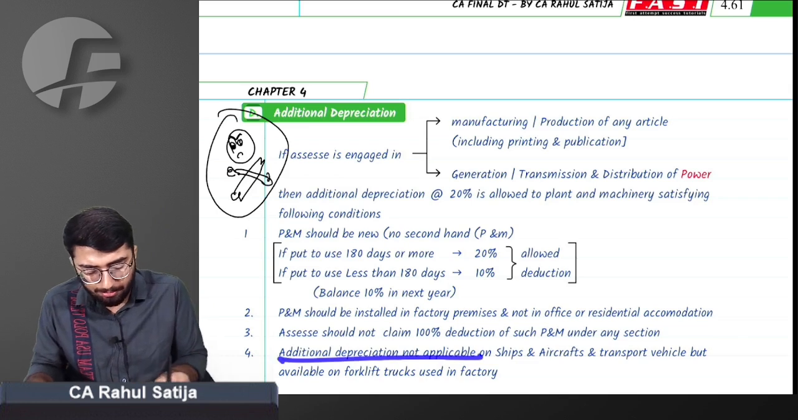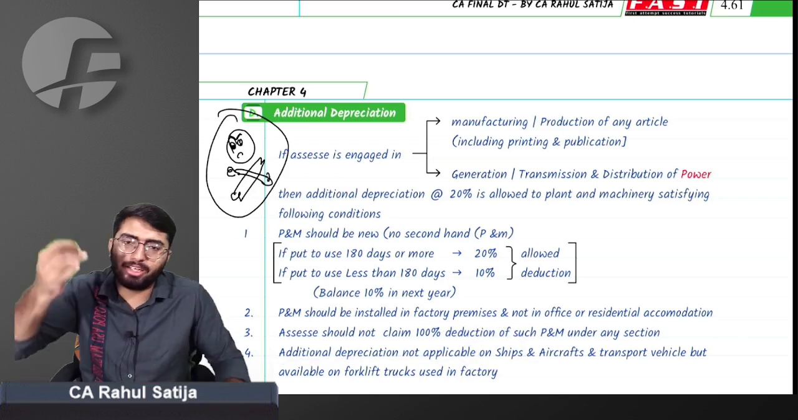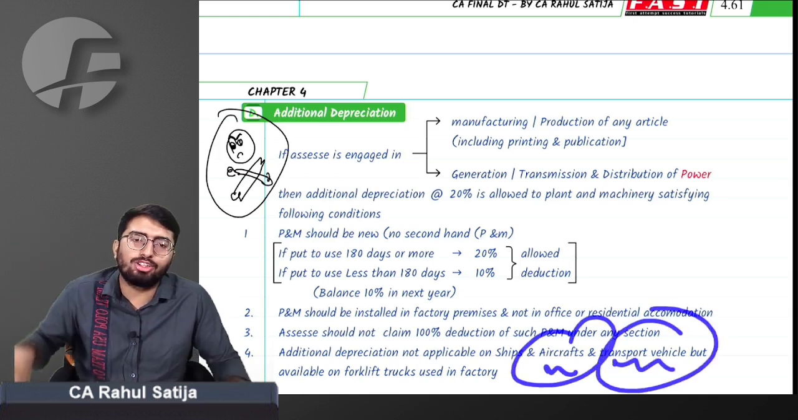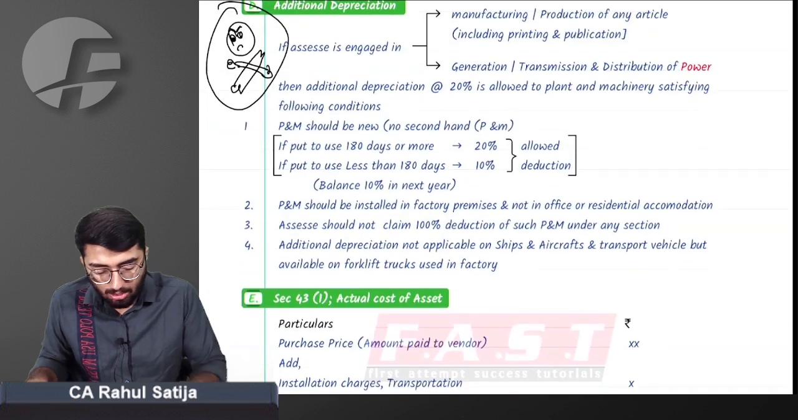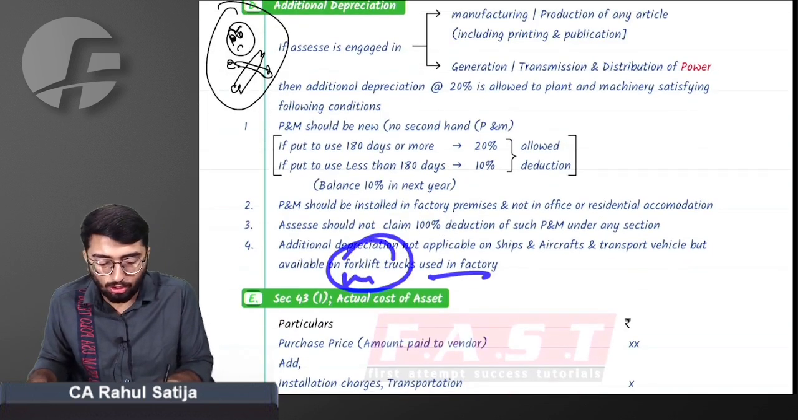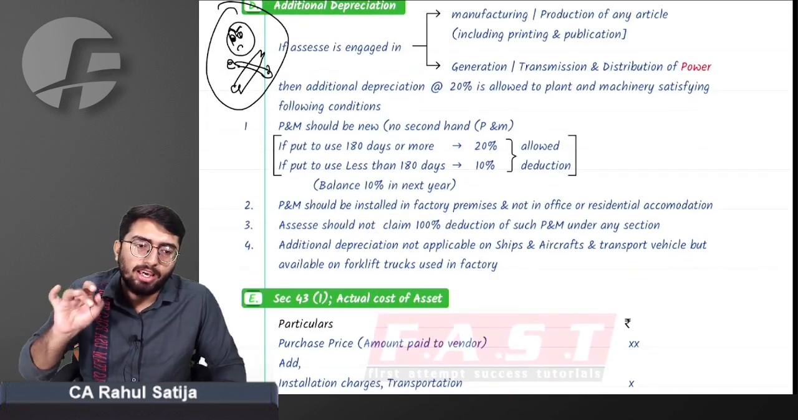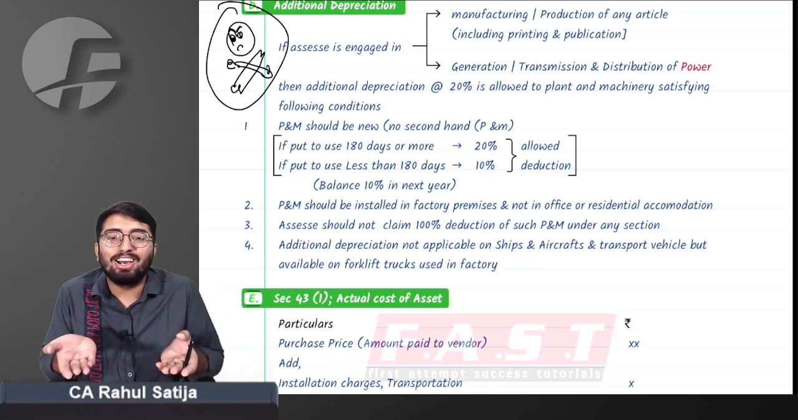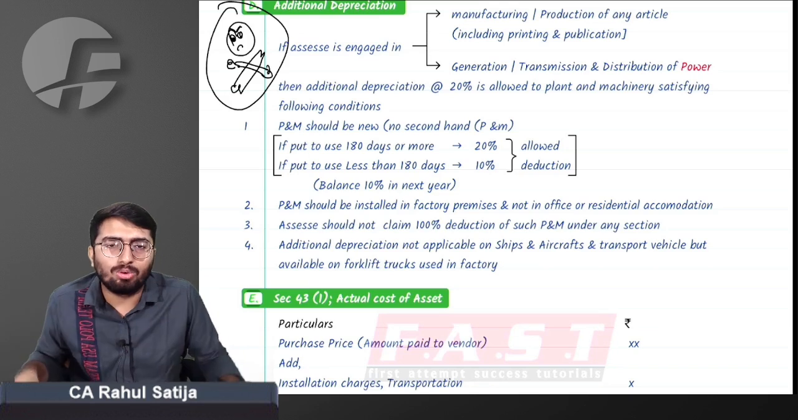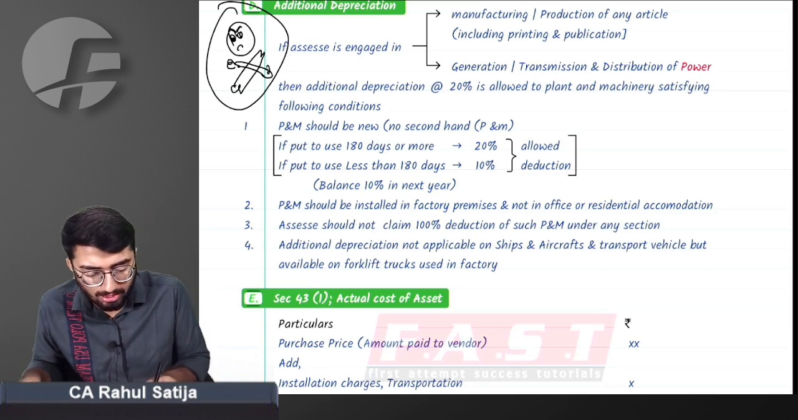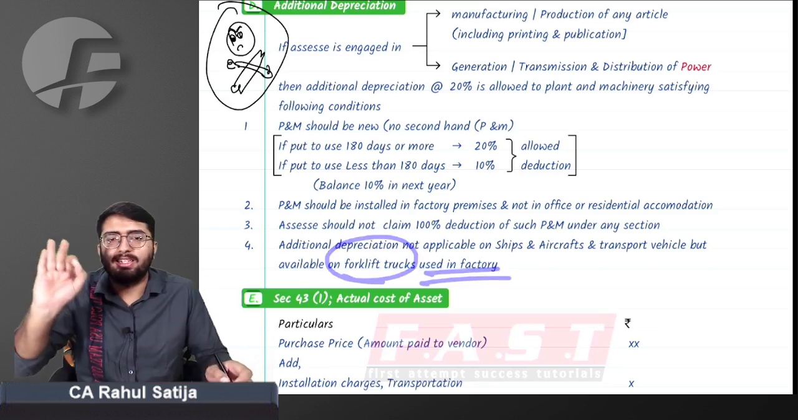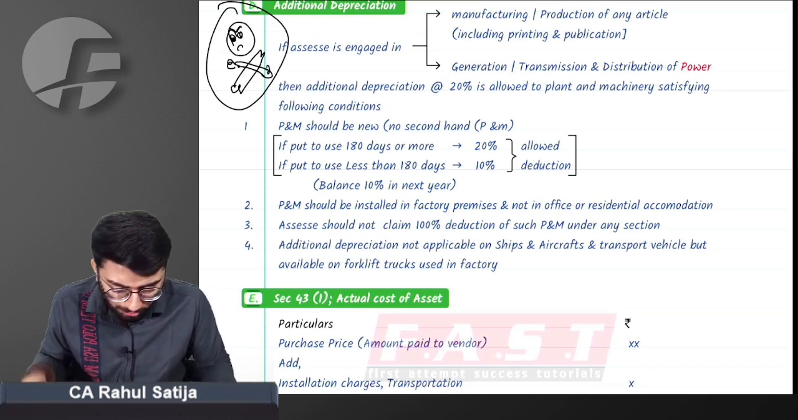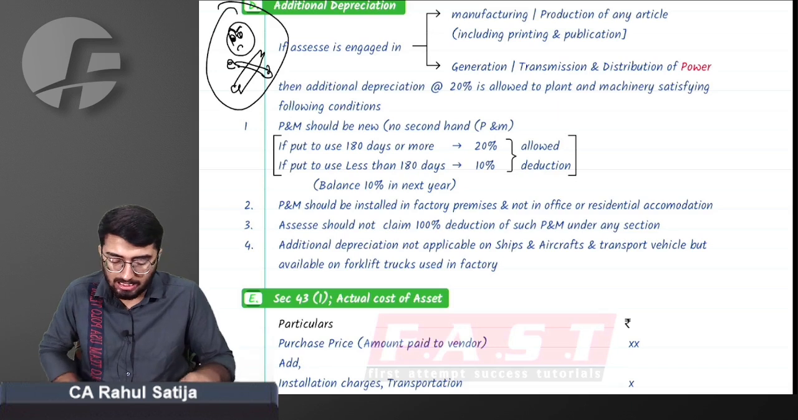And the last thing, additional depreciation is not applicable on ships. If you are buying any ship, not applicable. Any aircraft, not applicable. Any transportation vehicle, not allowed. But it is allowed in case of forklift trucks used in the factory. What are forklift trucks? The trucks that are used to carry loads. Those forklift trucks are allowed 20% additional depreciation when bought and put to use for 180 days or more. This was all about additional depreciation.